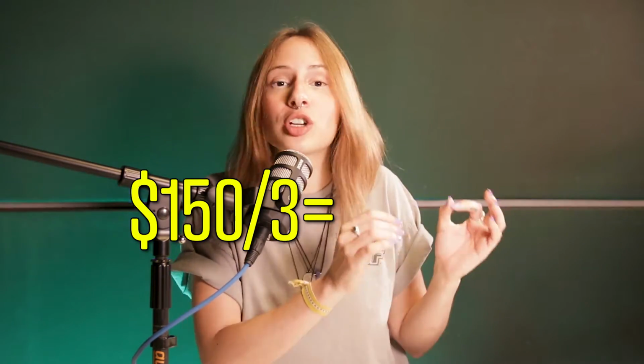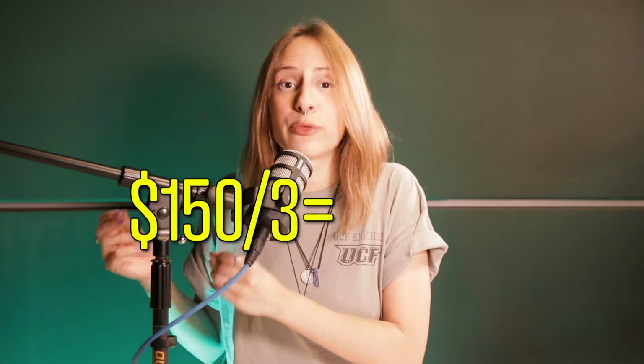So for example, if you are trying to garner a purchase and you get 3 purchases and you spent $150, you're going to be $150 divided by 3, your cost per result is going to be $50. $50 per purchase. That's your cost per purchase. That's also your cost per result.